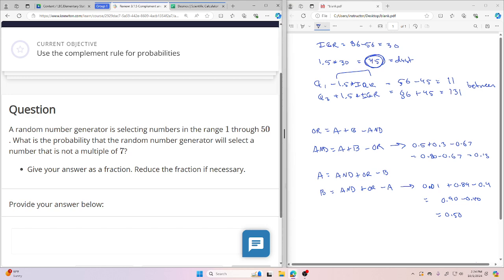So what is not a multiple of 7? Multiples of 7, let's start with 7. 7, what else? 14, and then 21, 28, 35, 42, 49, and that's it because we stop at 50, right? So these are the numbers we're supposed to not have. Basically 1 through 50 is 50 different numbers, but we have 7 that we're avoiding. So 50 numbers minus the 7 that we're avoiding is 43.